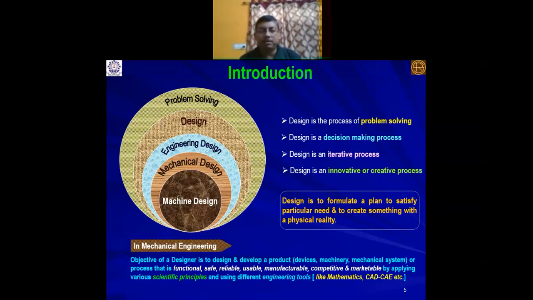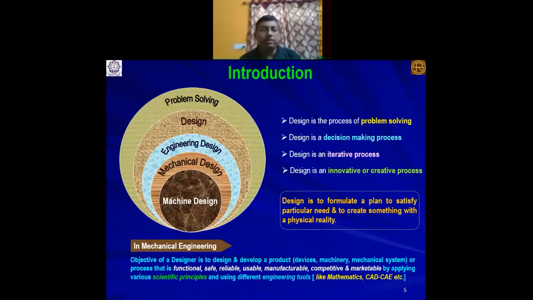Without any scientific principle, you cannot design a product or a process. Along with that, you have to use different engineering tools. One tool you already know is mathematics. Mathematics is the tool for analysis. So mathematics is everywhere, mathematics is required. Another tool which is very much used in design engineering is the CAD CAE tools. CAD CAE is basically nothing but a tool which is full of mathematics, or full of physics as well as mathematics.